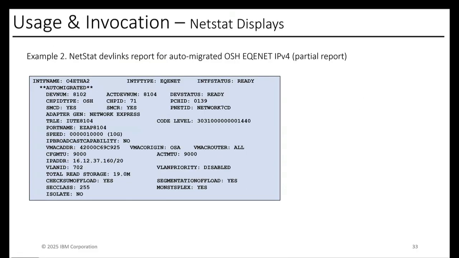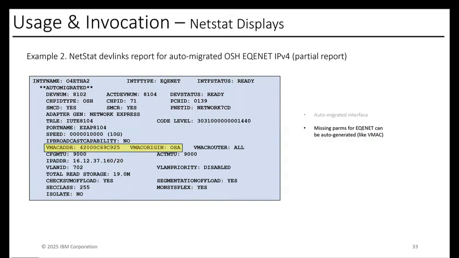Okay, so this is just another NETSTAT DEVLINKS display showing an IPv4 EQENET display that went through the auto migrate. And the only difference between the display we just went through is that we highlighted to say, oh, by the way, this one was auto migrated, just for your awareness. Oh, and then this is just pointing out that VMAC is required. And here it's showing you the origin of that VMAC was OSA generated.